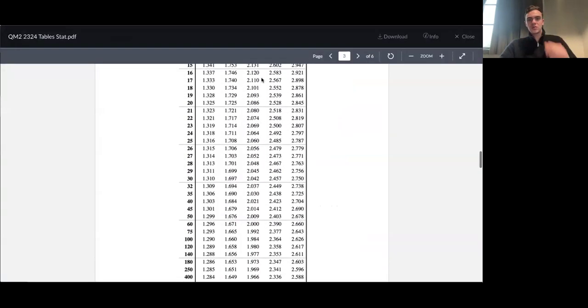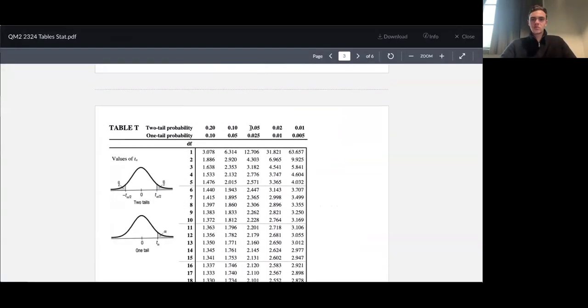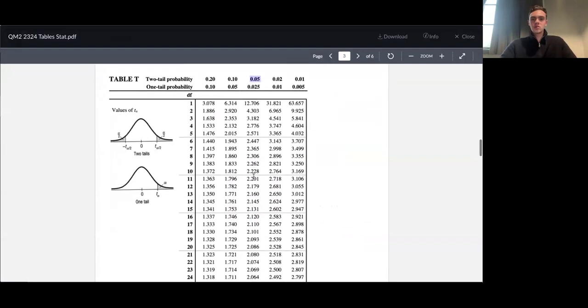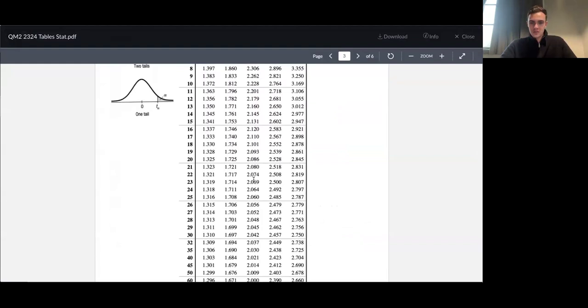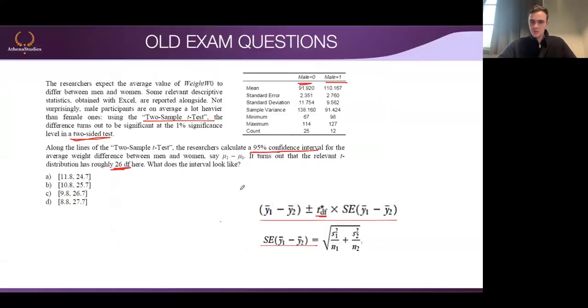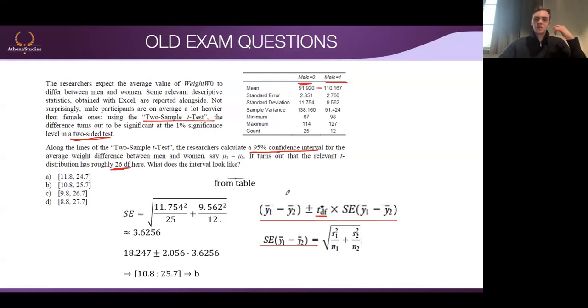Let's go to the table, as you can see here. So we go 5% here, two-sided, perfect. We scroll down until reaching 26 degrees of freedom, and there it is, 2.056. So this here is our t-value that we'll be using for the test, for the confidence interval. So very good. We've got the point estimate, the difference between those two numbers. We've got the t-score. Let's now calculate the standard error.